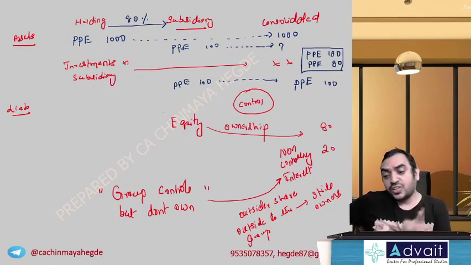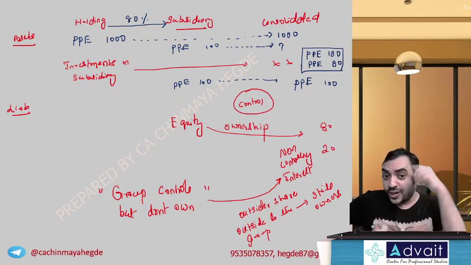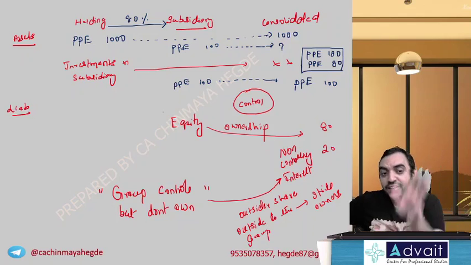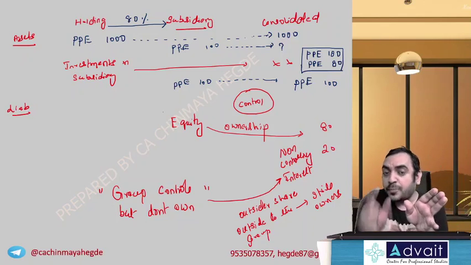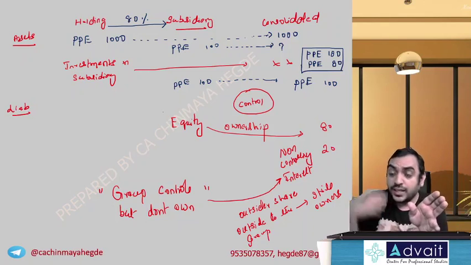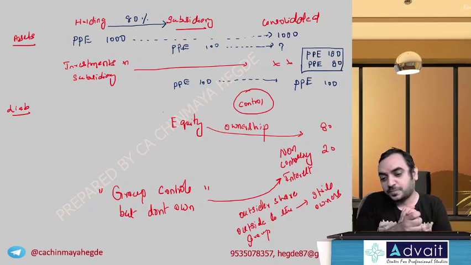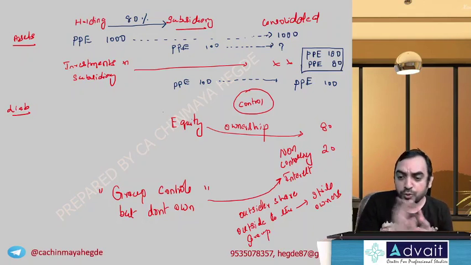non-controlling interest: the assets which are owned by outsiders but not controlled by them, or the other way around, the group controls them but doesn't own them. On the asset side we take the full amount, and on the liability side one gap is there which the group is not owning, and that element is called non-controlling interest. I hope you are able to get that point of NCI.